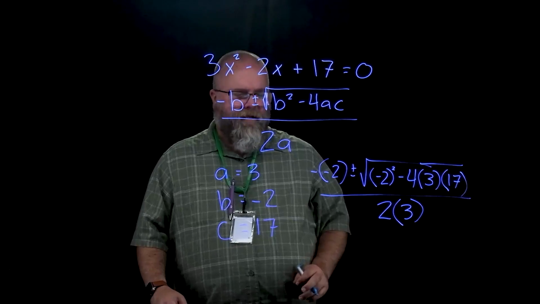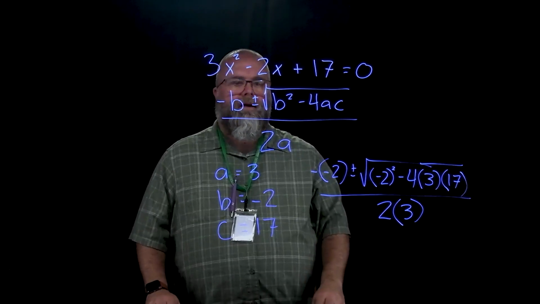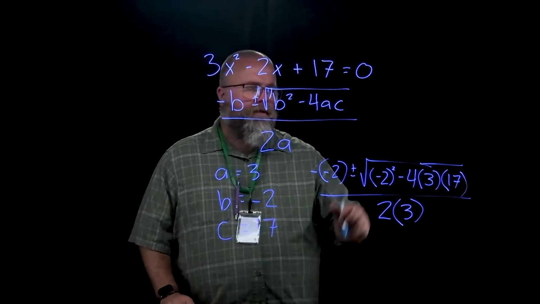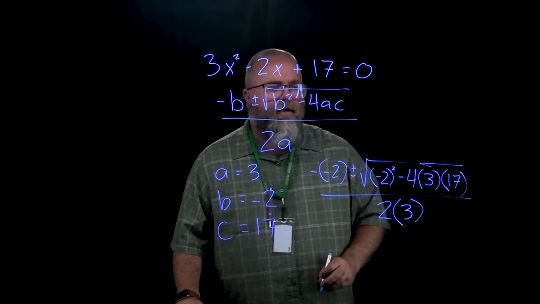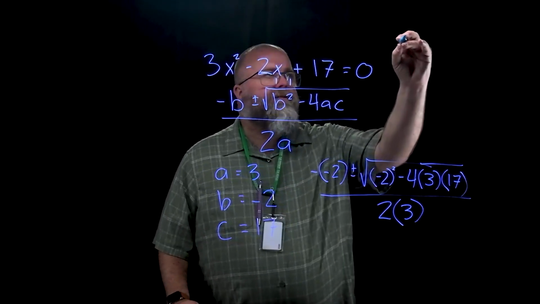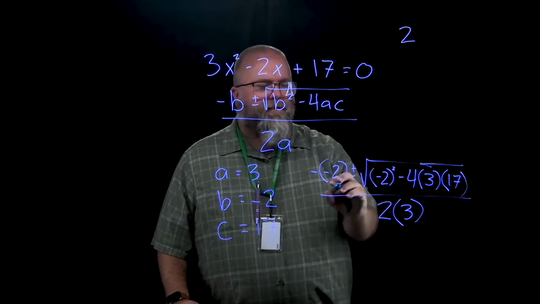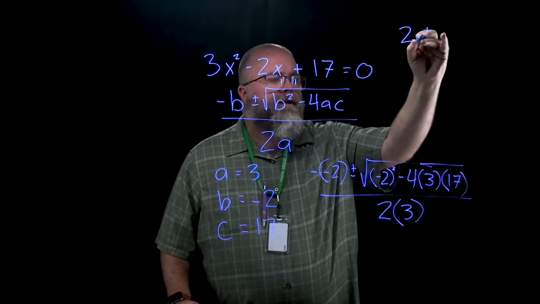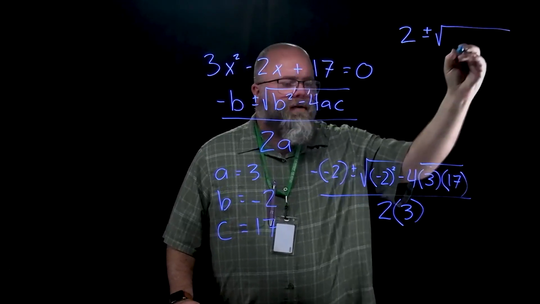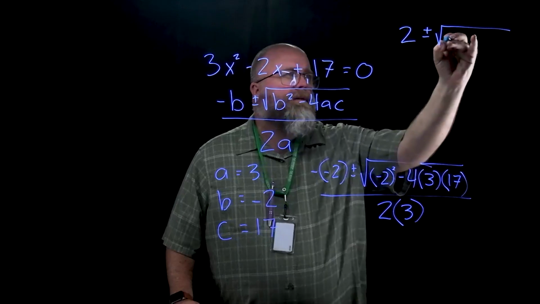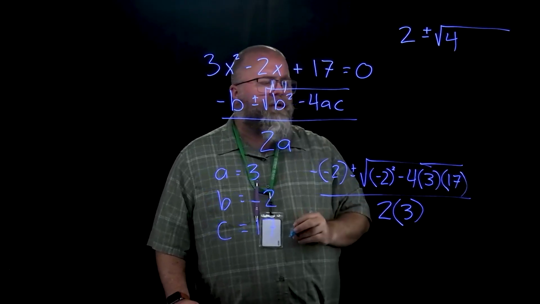So let's see if I've got some space here. I will work it up in this corner here. So a negative of a negative 2 is a 2. So we have 2 plus or minus the square root of 4. Negative 2 squared is 4.